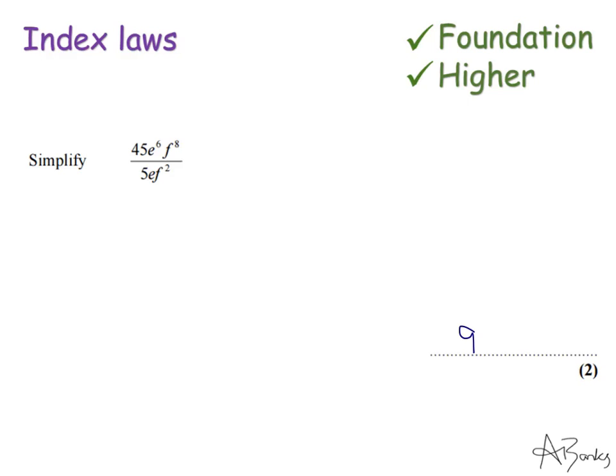I have an e to the power of 6 that's being divided by e. Well, e just means e to the power of 1. So remembering my laws of indices, if I've got a divide, I just subtract the powers. So I'm going to do 6 take away 1, which is 5. So I have e to the power of 5. And then my f's, I have f to the power of 8 and f to the power of 2, or f squared. So again, I'm going to subtract my indices. So 8 take away 2 is 6. So I've got f to the power of 6.